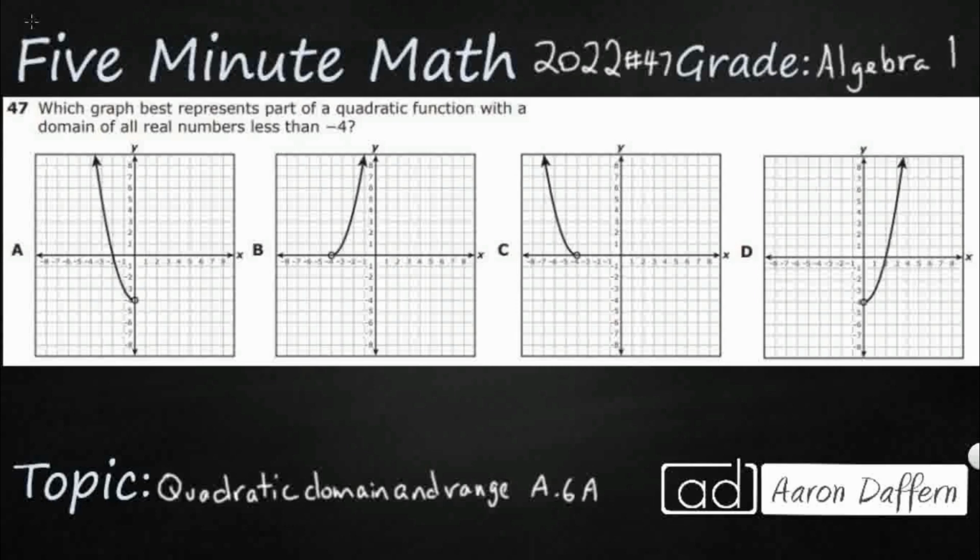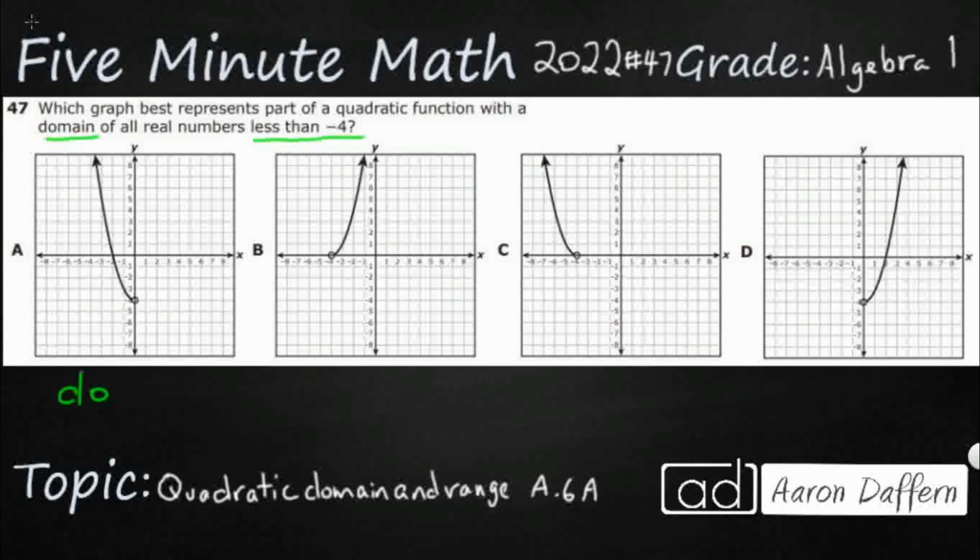So we've got parts of parabolas. It looks like we've got the vertex of each of these, and then just one arm, either to the left or to the right. We are looking for the graph that shows us the domain of all real numbers less than negative 4. All right, so we need to define these two terms here.